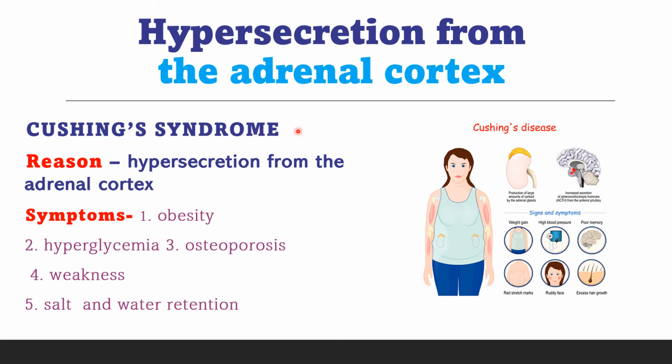Cushing syndrome and Addison's disease, the difference you have to remember. In the case of Addison's disease, that is due to the hyposecretion from the adrenal cortex. But in the case of Cushing syndrome, that is hypersecretion from the adrenal cortex.